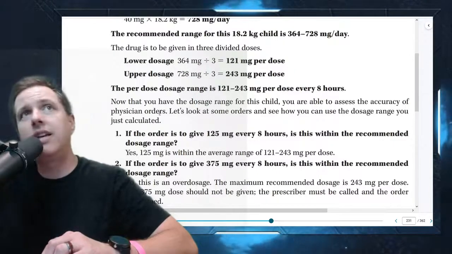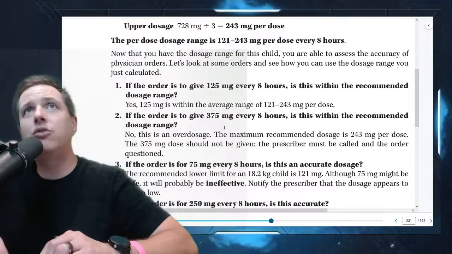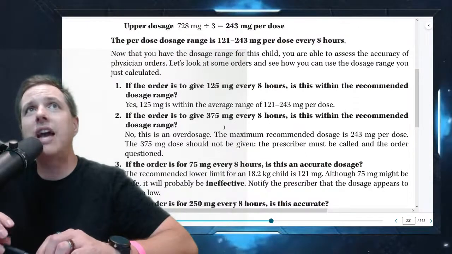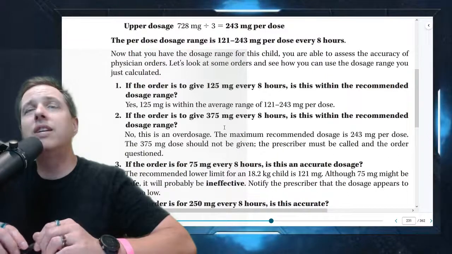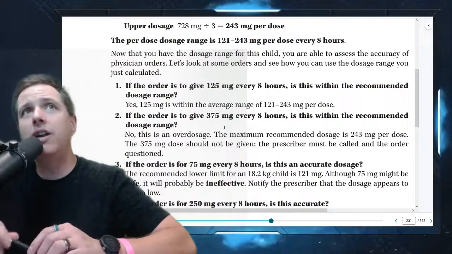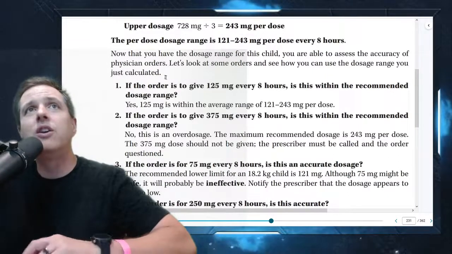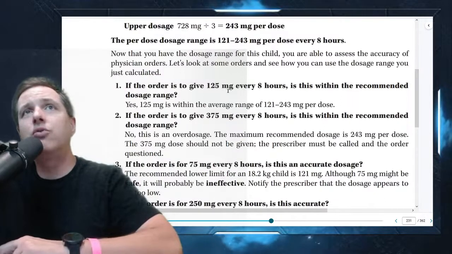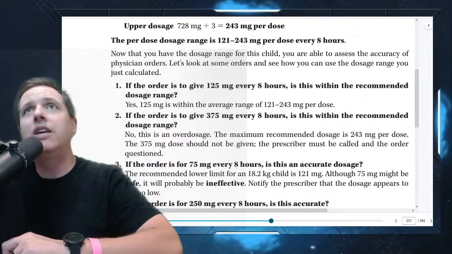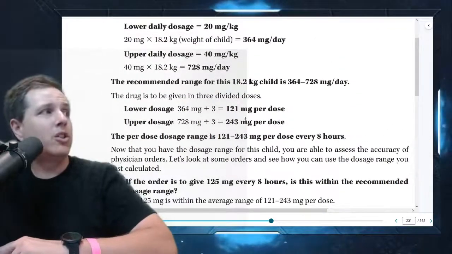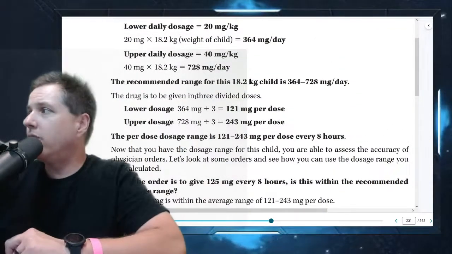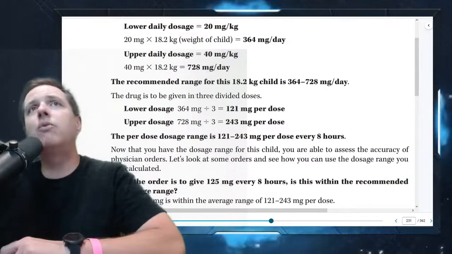Yeah, and then they say, note that now that you have the dosage range for a child, you're able to assess the accuracy of the physician's orders. Let's look at some orders and see how you can use the dosage range you just calculated. So if the order is to give 125 milligrams every 8 hours, is this within the recommended dosage? Well, we said a minute ago it should be between 121 and 243. So you go, yeah, 125 is in there.